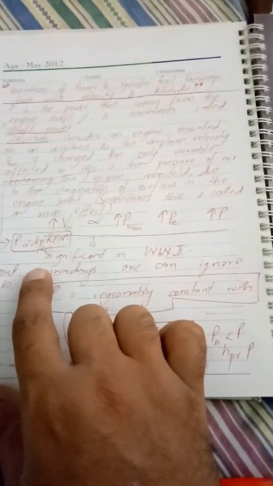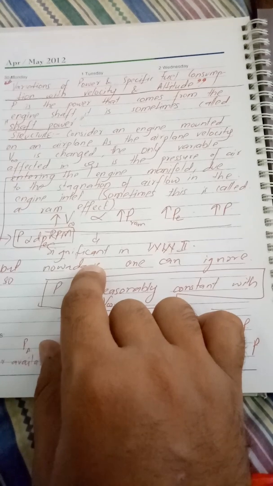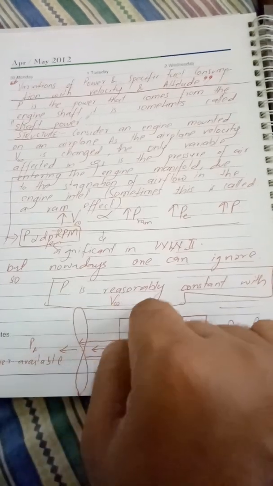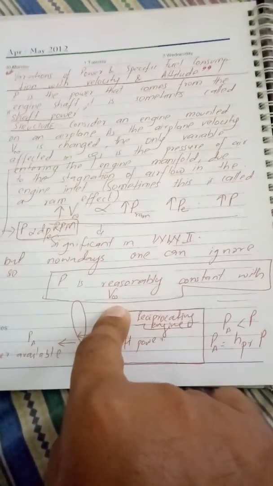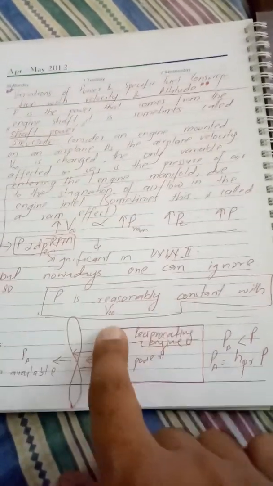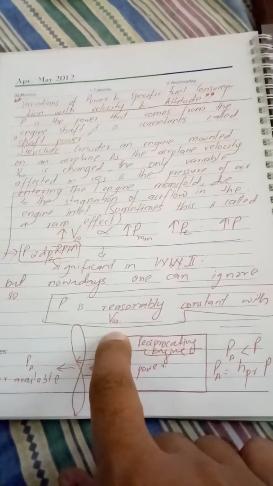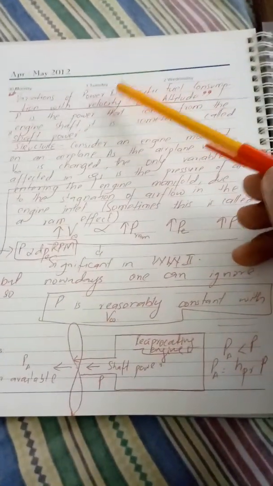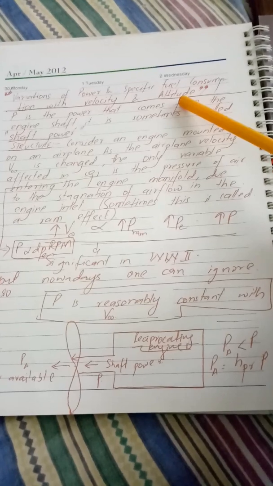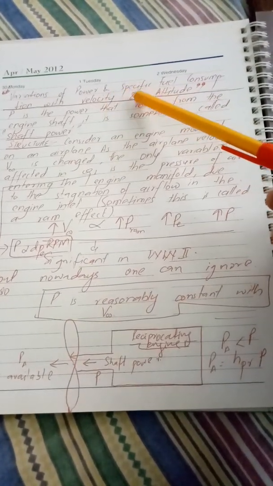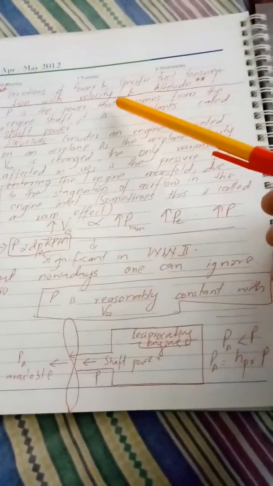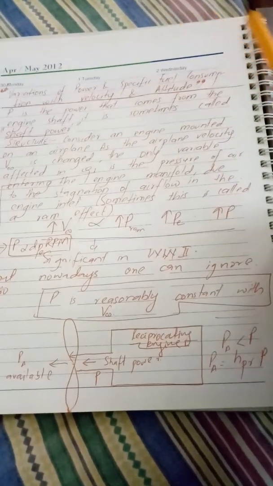This relationship was significant in World War II, but nowadays one can ignore it. So PE is reasonably constant with velocity, which is the free airstream velocity. So we can assume that pressure is reasonably constant with velocity, and that is the first relationship in how power and specific fuel consumption vary with velocity and altitude. So power is reasonably constant with the airstream velocity. There is no such change.